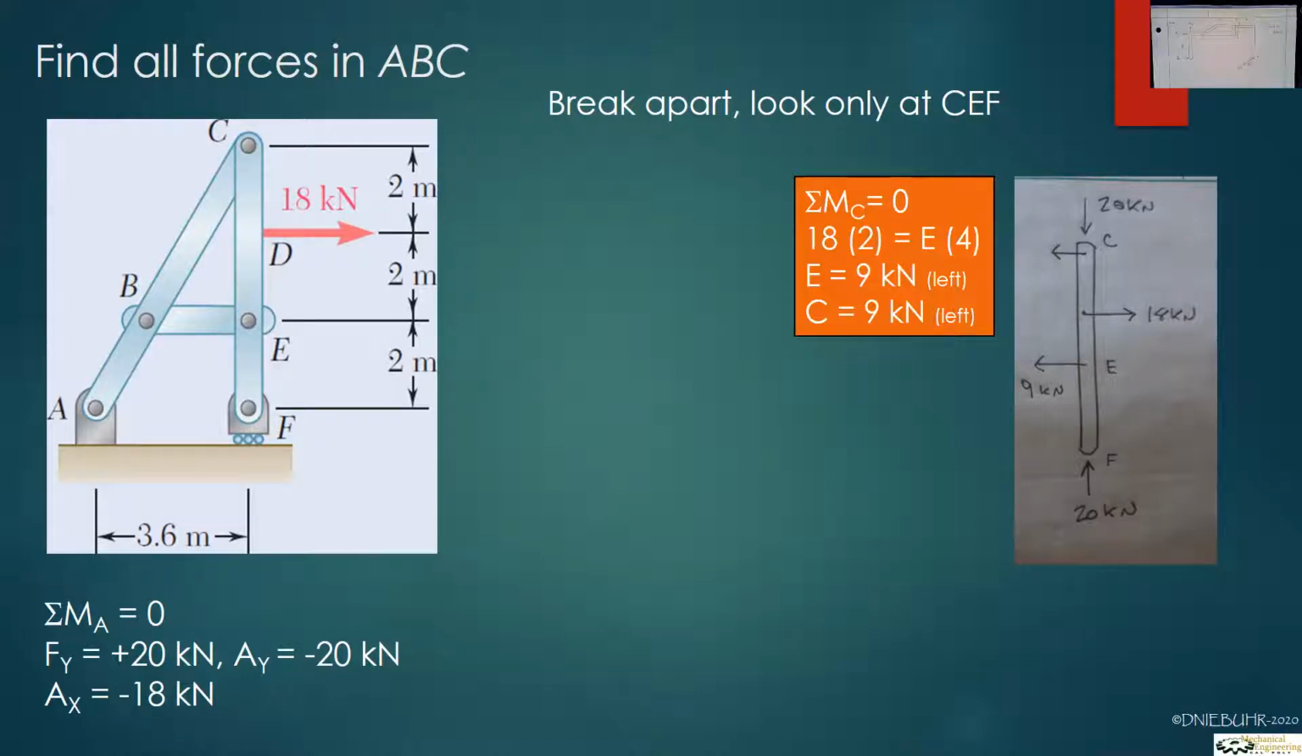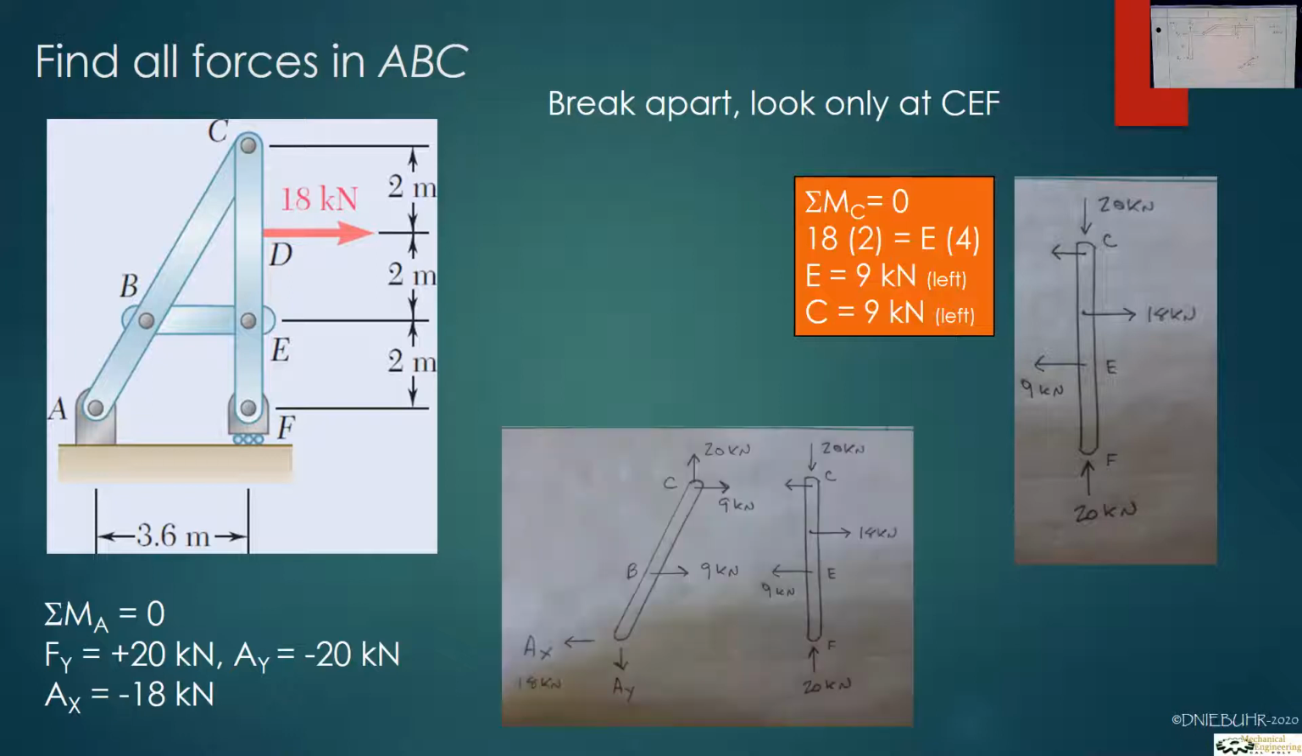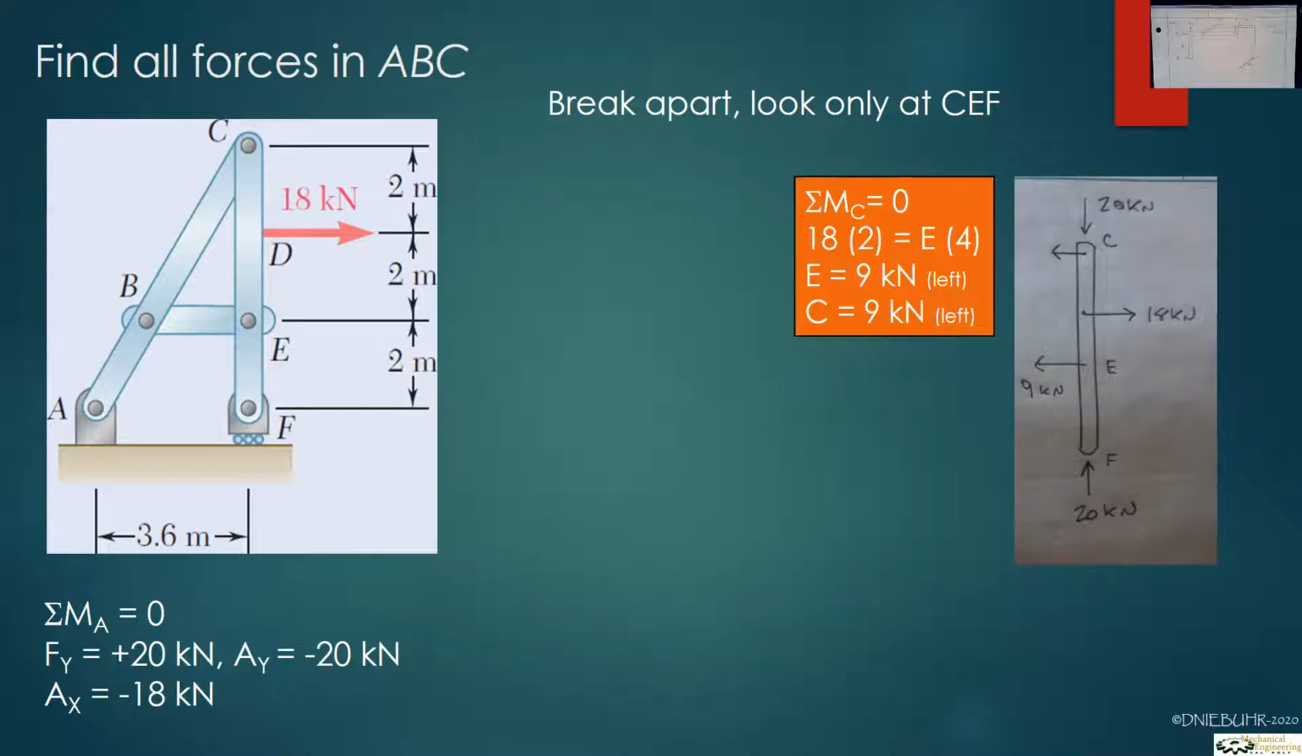Since we know that 20 kilonewtons is going up from Fy, we know that the CY reaction has to be 20 kilonewtons going down. The other thing is if we sum the forces in the X, in order for it to balance, CX plus the force at E has to be 9 kilonewtons also. And so therefore we have a balance. A lot of this, as you can see, the math itself is very simple. You can do it in your head. It's just a matter of seeing what is actually going on.